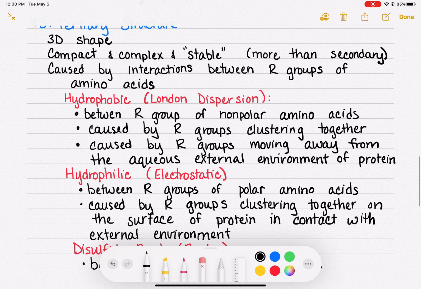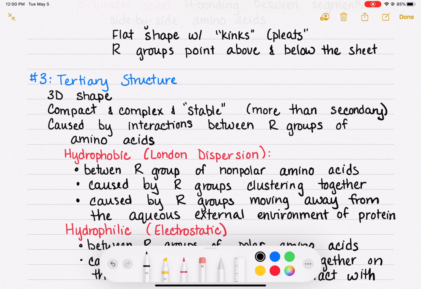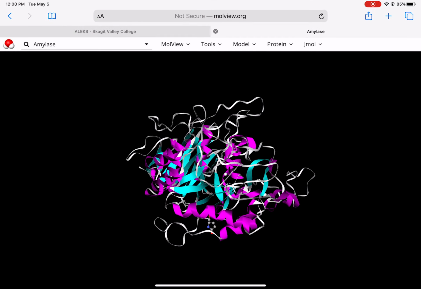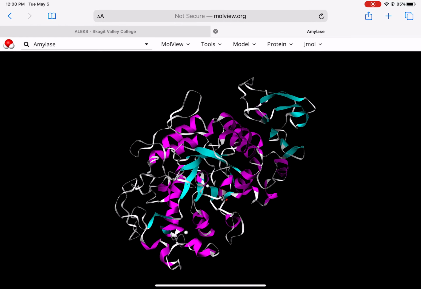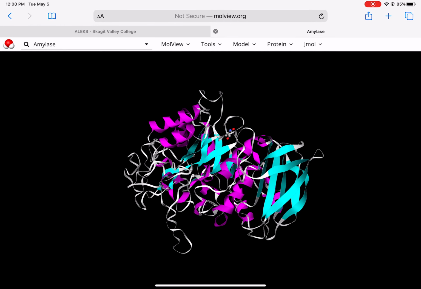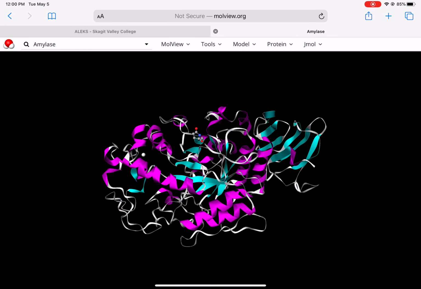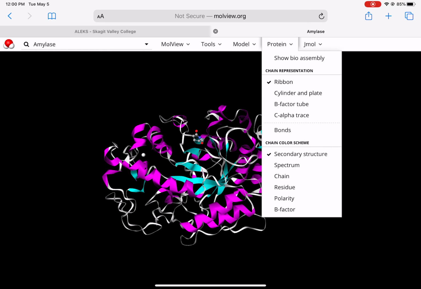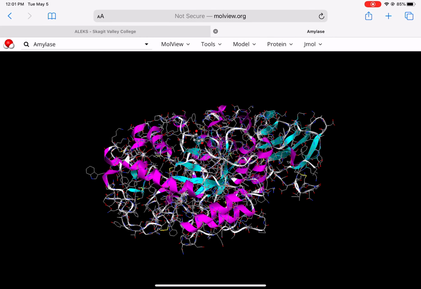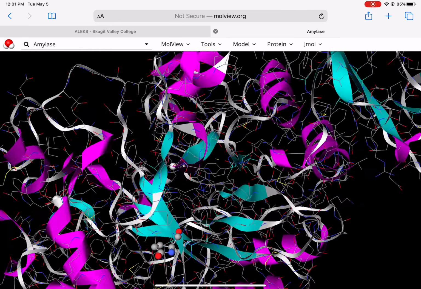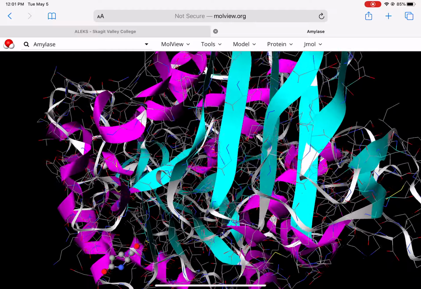So this third type, the tertiary structure, the squishing together of the amino acids, is what we see here with the amylase. Now, we don't actually see a representation of how these R groups are interacting with each other, but if we play around with the way that we're looking at it, let's say that we want to see all the bonds in this guy. Whoa, there they are. And if we wanted to zoom in, this is really overwhelming, right? There's a lot of atoms in this protein.